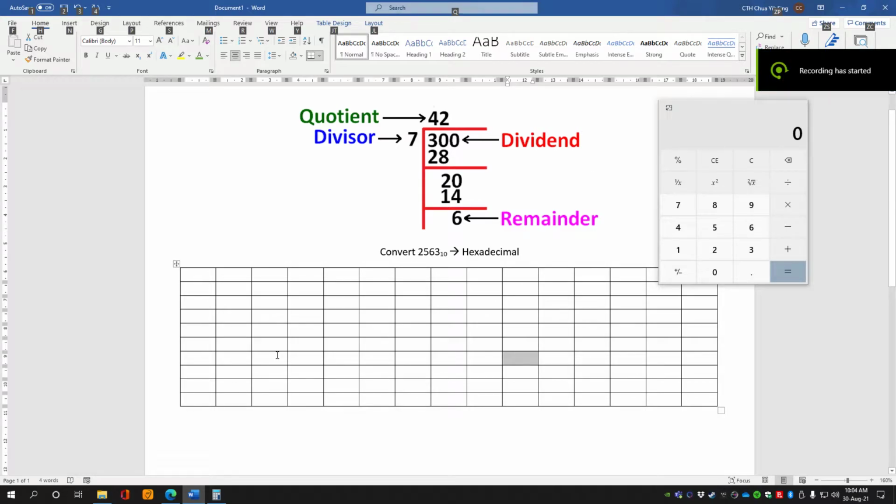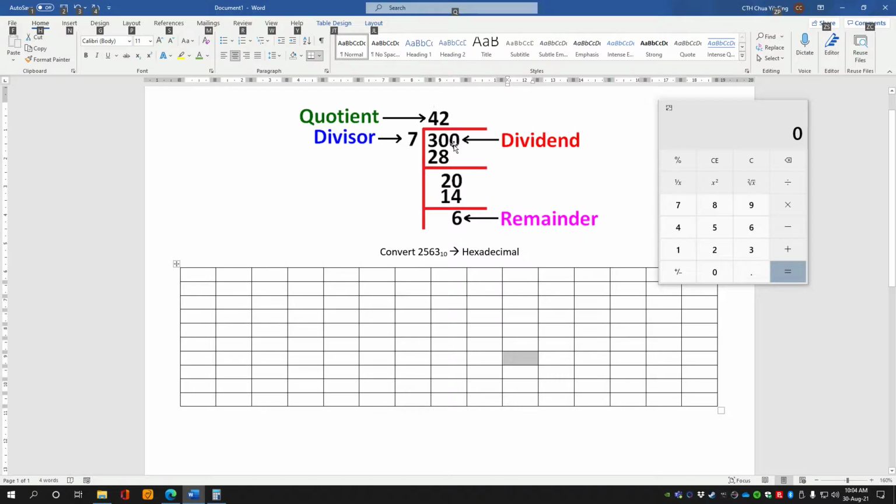In today's lesson, we will be covering how to convert decimal to hexadecimal. But before we proceed, we should understand a bit more about long division and the labels that are being used. So let's take this as an example. We are dividing 300 by 7. So 300 is called the dividend and 7 is the divisor.